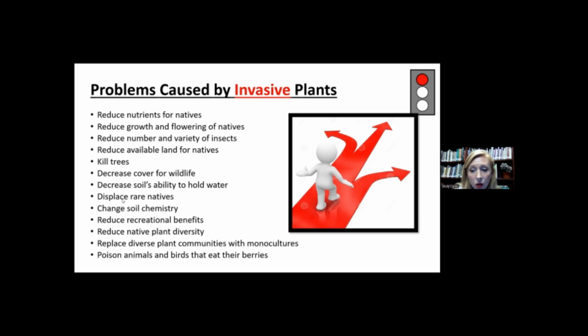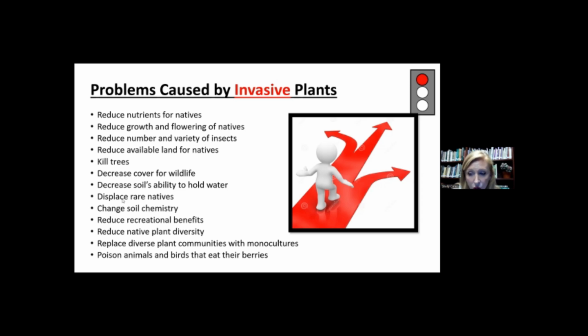Because of that, it decreases the availability of water in the soil. They displace rare native plants. They may even change soil chemistry. I read that invasive plants produce distinct organic acids and hormones that disrupt the structure of the soil microbial communities and alter patterns of nutrient cycling that favor invasive plants. So natives are not going to want to grow there once that soil chemistry has changed.